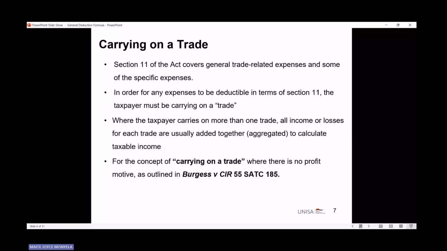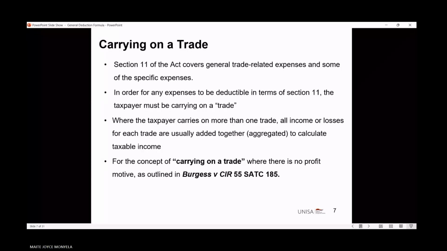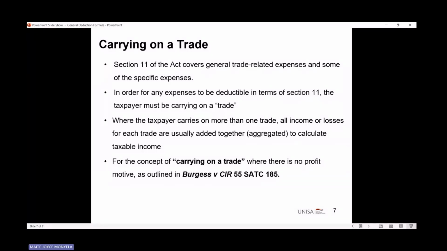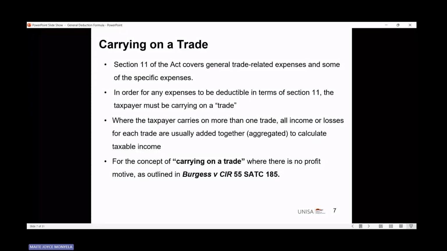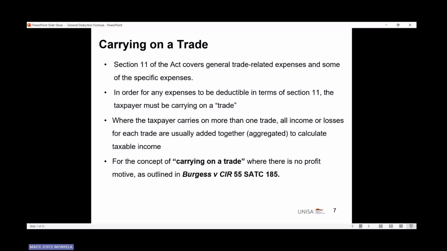So Section 11A of the Income Tax Act will cover the trade-related expenses and some specific expenses. In order for any expenses to be deductible under Section 11A, the taxpayer must carry on a trade. We just learned about the trade definition. Where the taxpayer carries on one or more trades, all the income and losses of each are usually added together to calculate the taxable income.